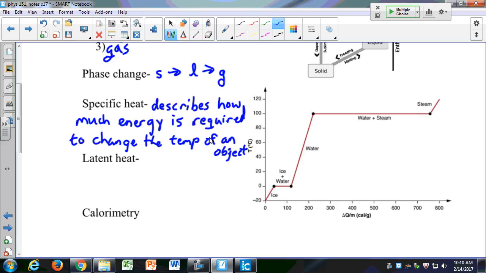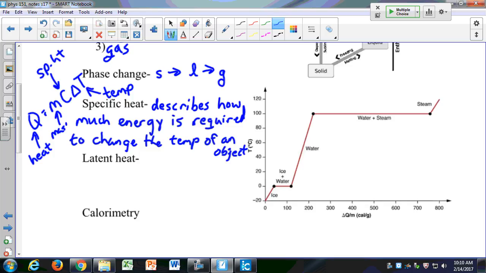You might have seen this equation before. I'll write it in just a second again. But Q equals mc delta T. This is our specific heat. This is the heat, and then this is the change in temperature, and this is the mass. We'll see that again later. But the specific heat says that if I have a big specific heat, then I need a lot of heat to change the temperature.